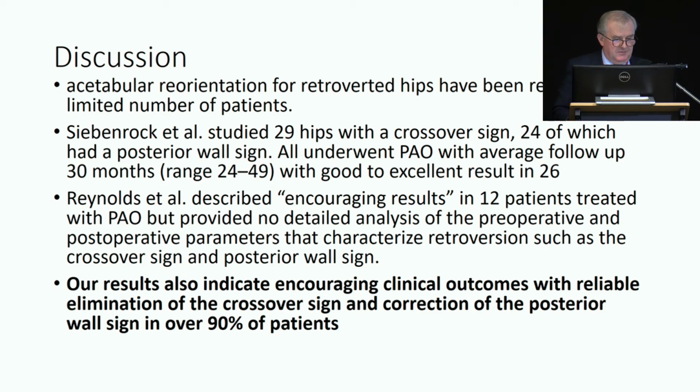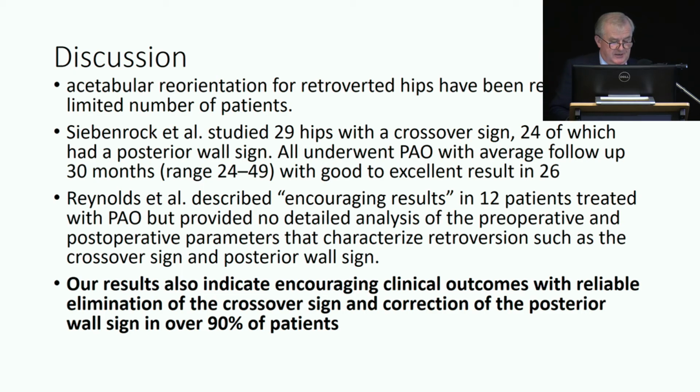There was an article of a group from Bern. There were 29 hips with crossover sign, 24 of which had a posterior wall sign, and all underwent PAO with average follow-up of 30 months, with good and excellent results in 26. And another group, Reynolds, described encouraging results in 12 patients treated with PAO, but provided no detailed analysis of the preoperative and postoperative parameters characterizing retroversion in such crossover sign and posterior wall.